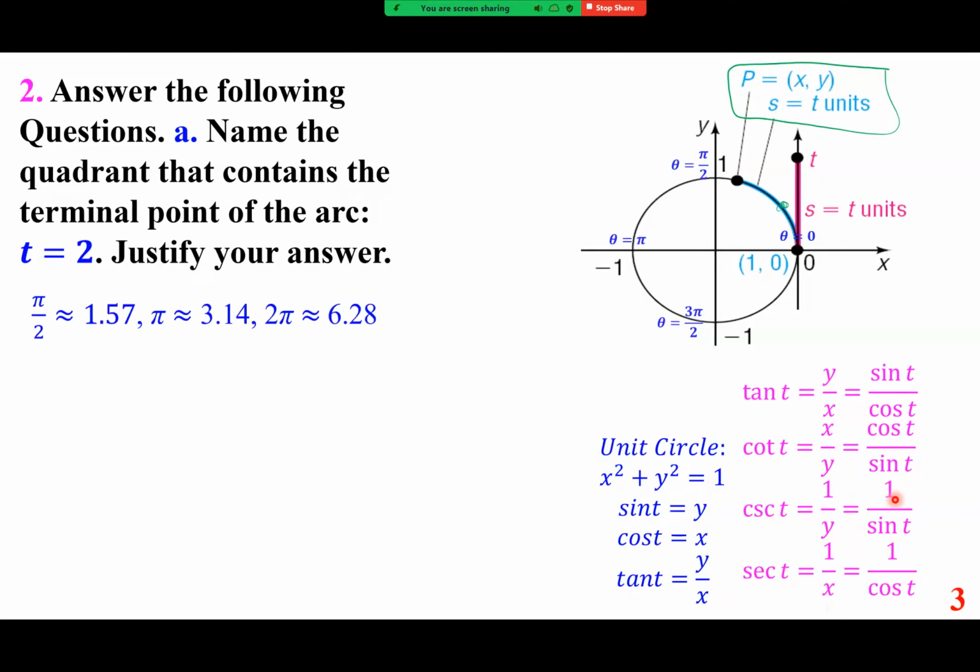Now, since pi is about 3.14 roughly, pi over 2 is half of that. So this number is almost 1.57. Pi is 3.14, as I mentioned. Okay. And then we have the 3 pi over 2. 2 pi is 6.28. And so when we look at this one being 1.57, this one being 3.14, number 2 is in between.